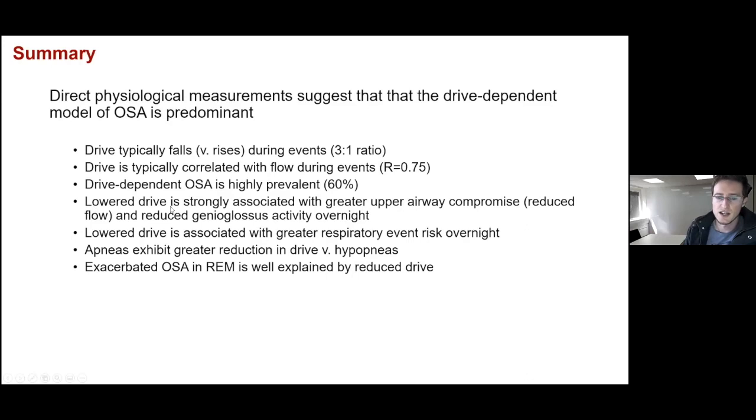In linear models, lower drive was associated with greater upper airway collapse, reduced flow, and reduced upper airway dilator muscle activity during the night. It was also associated with greater respiratory event risk overnight, noting that this analysis is all limited to non-REM sleep here. Apneas had greater loss of drive by 2-fold versus hypopneas. And there was exacerbated sleep apnea severity in REM, as you know, but this was relatively well explained by reduced drive rather than a preferential deficit in input to the hypoglossal motor nucleus, or the genioglossus activity.